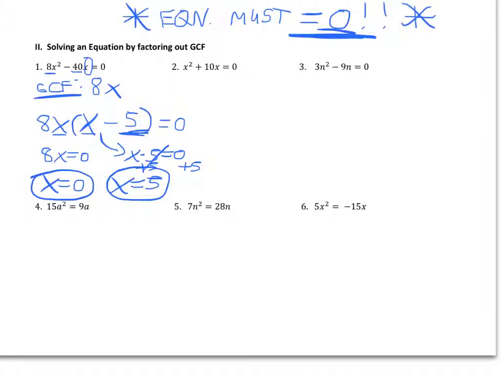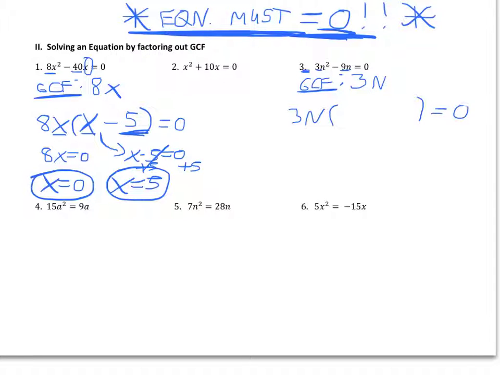Let's do number 3. Again, I always look at this first: the equation is set equal to 0, so I can go right to the GCF. If I look at the GCF, we have 3 and 9. The biggest number that goes into 3 and 9 is 3. And since each of those terms has an n, with n squared and n, the smallest exponent is n. So we're going to pull a 3n out. Then we put our parentheses, and it's got to be set equal to 0. Since it's a minus, I have a minus on the inside. We're going to fill in the blanks.